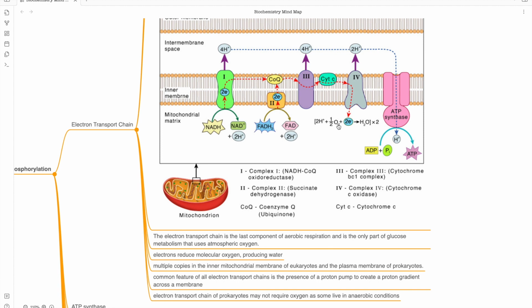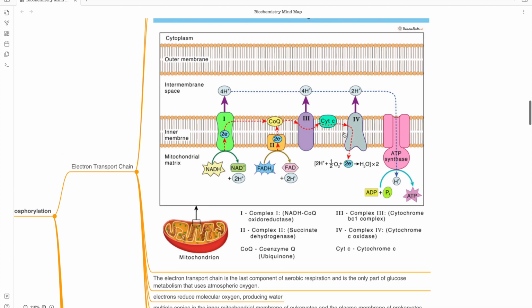In anaerobic bacteria, there may be something else, like sulfur, iron, or some other inorganic compound, acting as the final electron acceptor. If instead of oxygen it is sulfur, then instead of H2O, H2S will be produced. So sulfur-reducing bacteria produce this kind of thing. Methane and others can also be used as the final electron acceptor if the organism is anaerobic. Okay, so this is it for today's video.